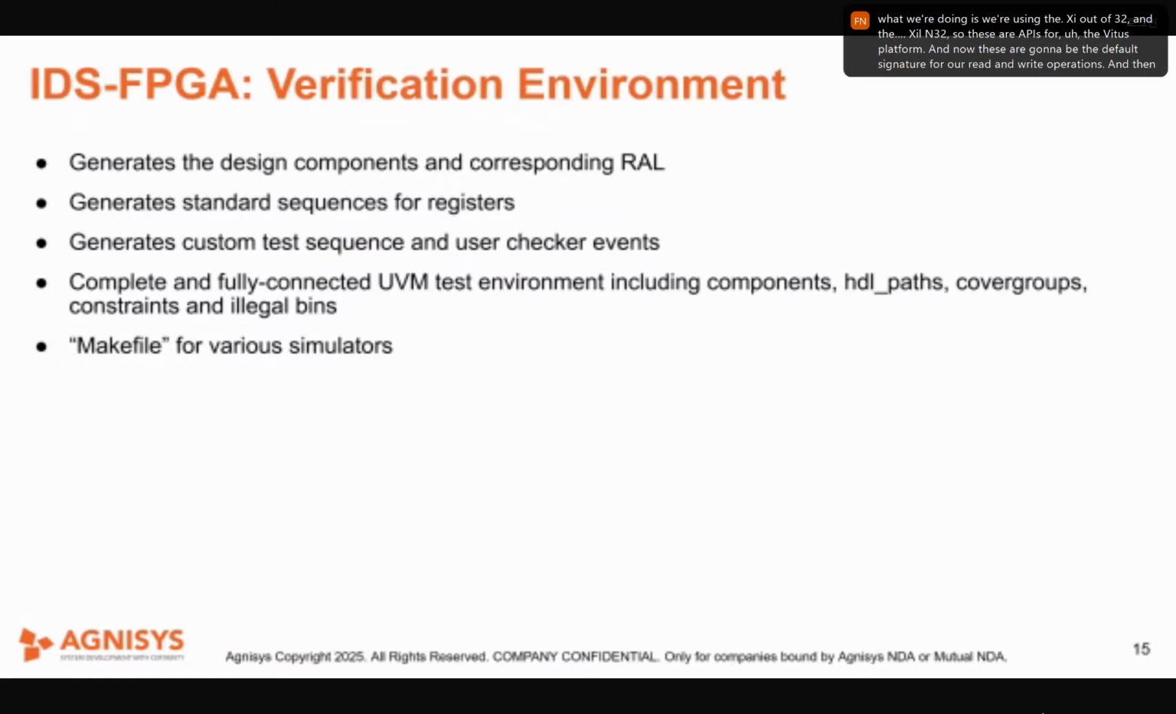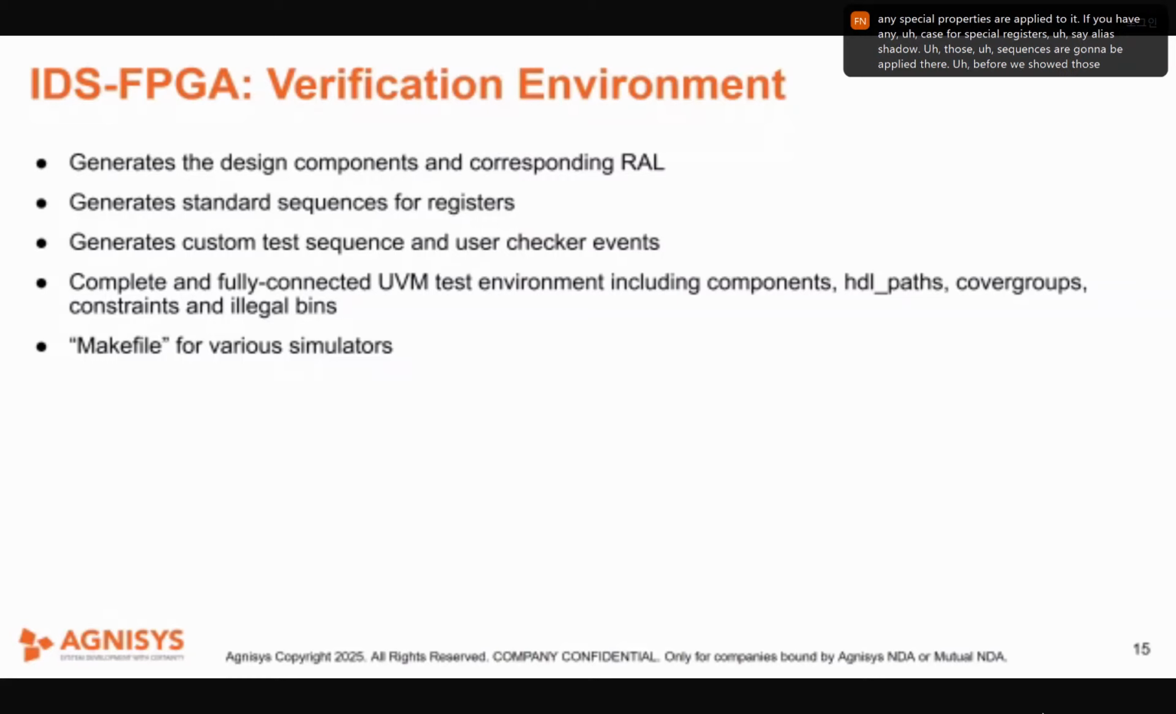And then now going to a verification environment. Along with generating all the other collaterals, we can generate the design components and the RAL. We could generate standard sequences for registers. These are just some that we created based on your register specification. And if any special properties are applied to it, say you have special registers like alias or shadow, those sequences are going to be applied there.